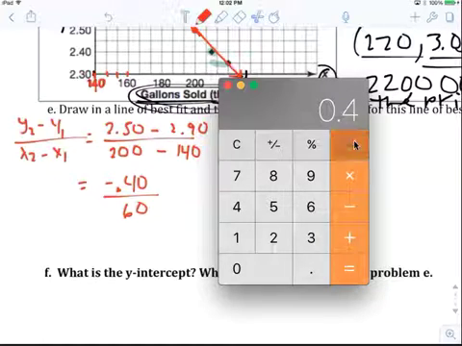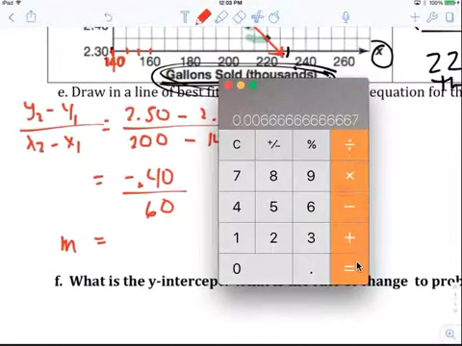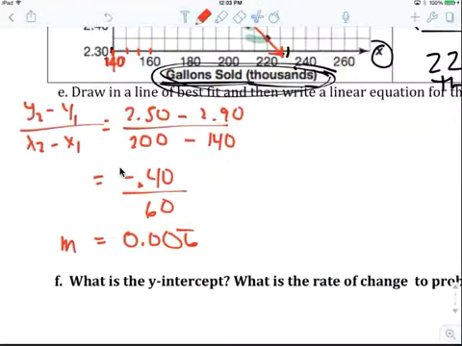0.4 divided by 60. Oh my gosh. 0.006 repeating. The rate of change is 0.006 repeating. Don't round it.